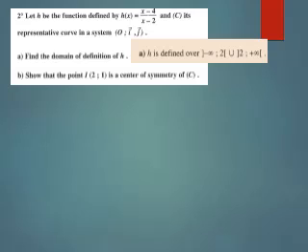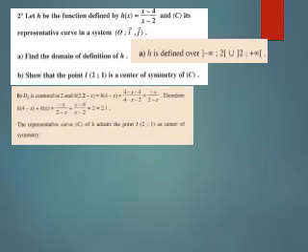Now we need to prove that I(2, 1) is a center of symmetry. There's a rule: h of 2a minus x plus h of x should give me 2b. 2b means 2 times 1 equals 2. So we replace a by 2. 2 times 2 is 4. 4 minus x. Also, every time you see x, you have to replace it by 4 minus x.